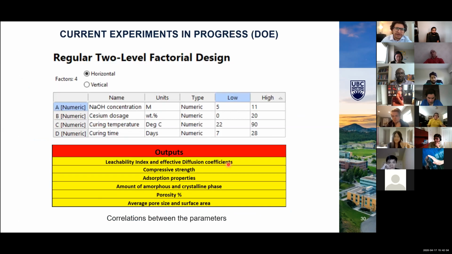So for that purpose, I'm currently running DOE, which is a regular 2-level factorial design. So I'm using 4 different variables, which is sodium hydroxide concentration, cesium doses, curing temperature and time, and setting them at low and high values. And finally, deriving the output out of them, and then finally finding the correlations between the outputs and the initial process parameters. So this is the plan for the future.